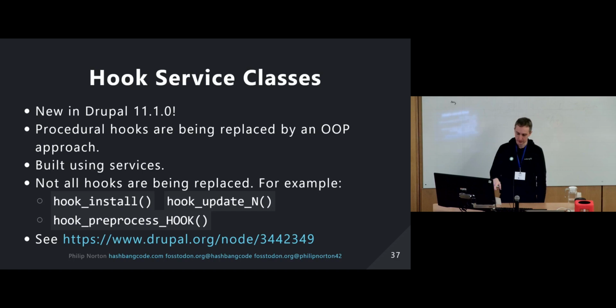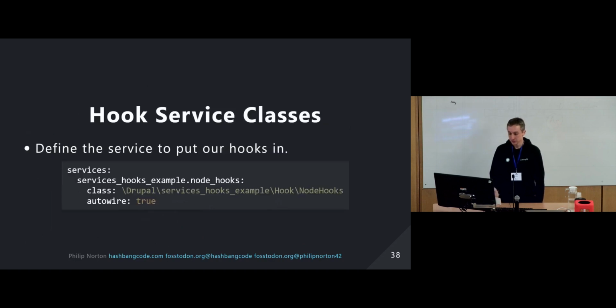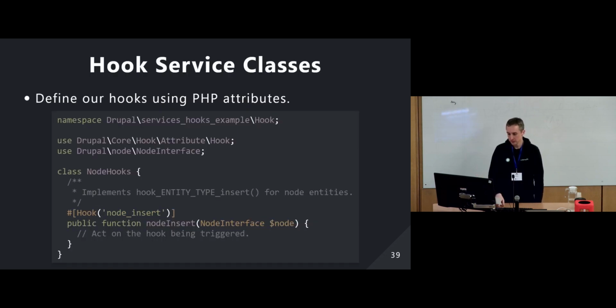This node reference here is for the change record, which has a load of detail on service classes. But essentially, it looks like this. I'm going to autowire this service, but I'm going to put it in the hook directory. This is going to contain all of my hooks, and what I want to do is interact with node hooks. So if I need to find a hook, I can go into the hook directory and find all my hooks there. They're not going to be in the module file. And it looks a bit like this.